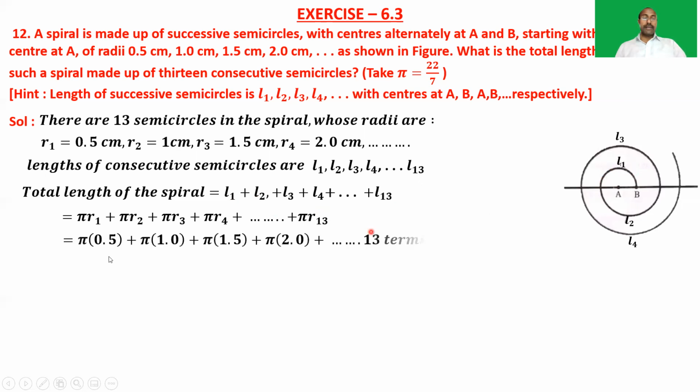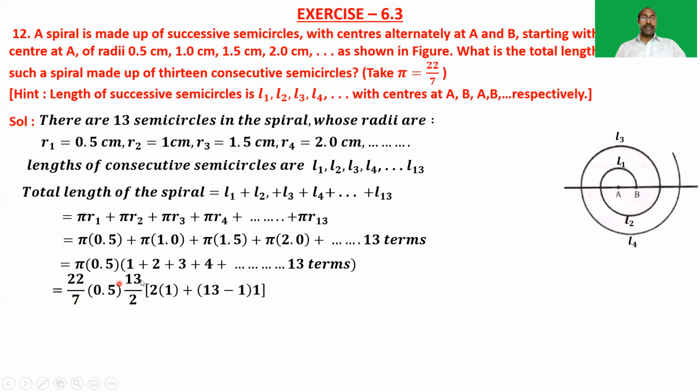And taking r1 equal to 0.5, r2 equal to 1, r3 equal to 1.5, and so on, we have 13 terms. Taking pi into 0.5 common, we get 1 plus 2 plus 3 plus 4 up to 13 terms. And we have pi equal to 22 by 7 and the sum of these 13 terms. It's an AP with first term 1, common difference 1, and we have 13 terms. So the sum is n by 2 into 2a plus n minus 1 into d.